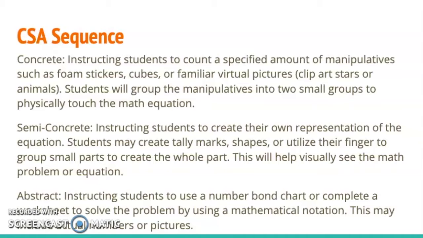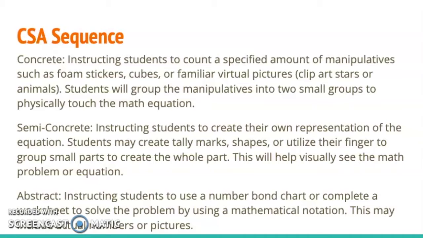For semi-concrete, teachers instruct students to create their own representation of the equation. So students can pick anything they want. They may choose to use tally marks, shapes, or even use their fingers to group the small parts to create the whole part. This will help students visually see the math problem or equation.